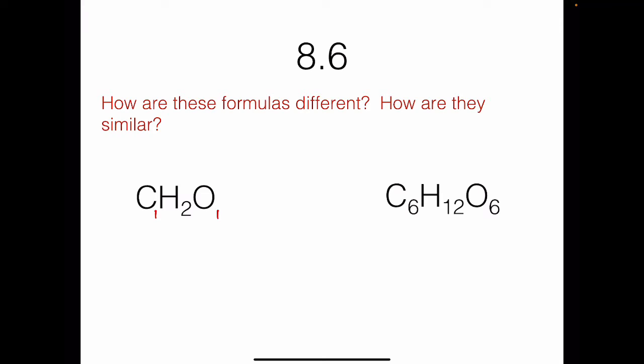They are also similar because the ratio of one element to another is the same. So looking at the formula on the left, if we have 1 carbon, we have 1 oxygen. And we see that same ratio on the right, 6 carbon to 6 oxygen, is still a 1-to-1 ratio. So we can see that the formula on the left is actually just the formula on the right written in lowest terms.